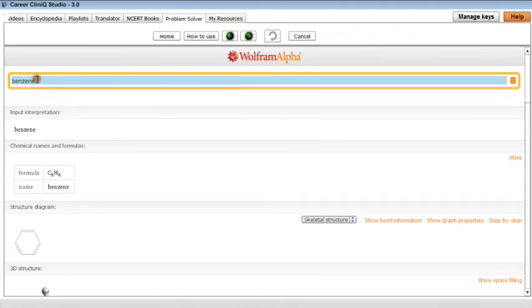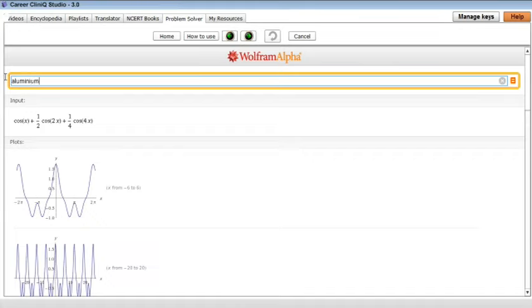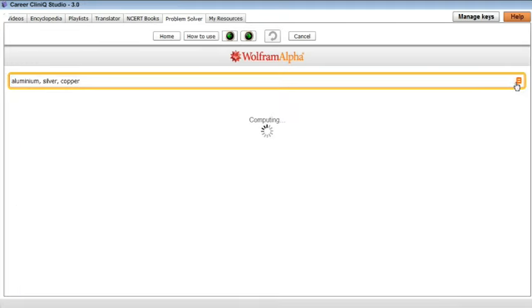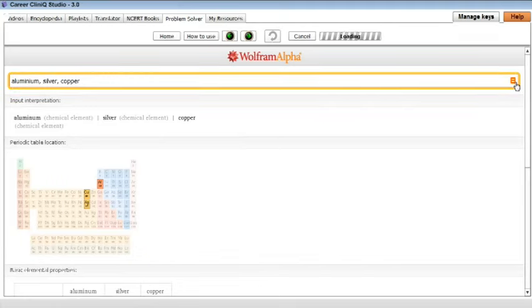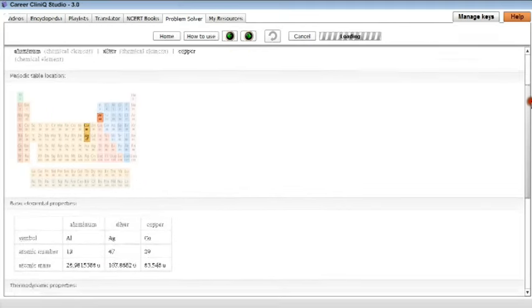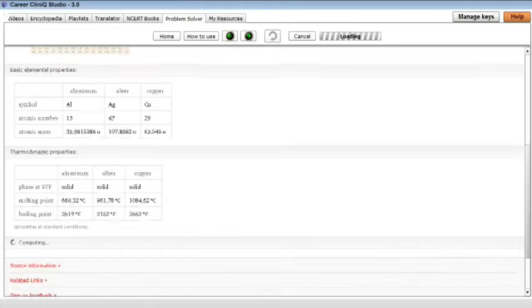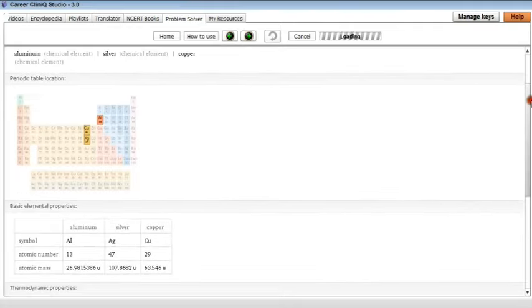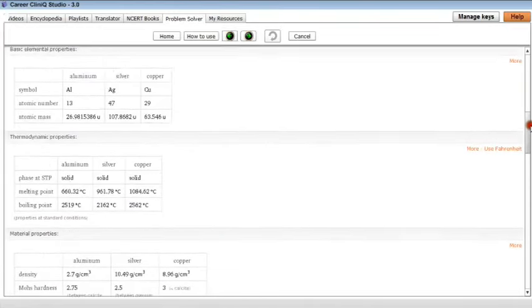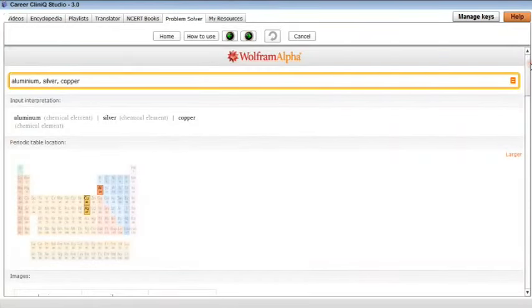Similarly, we type in a comparison between aluminium, silver and copper. We do equals to, and the software will give the complete comparison of these three elements. It shows the periodic table, it shows the comparison between the three elements, and you're there in a jiffy. You get all the answers at your fingertips. So this is the beauty of the problem solver.